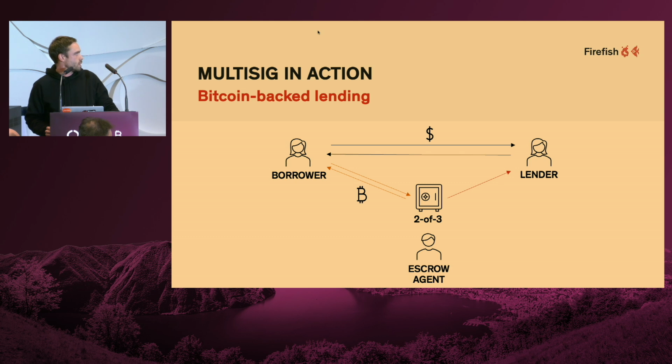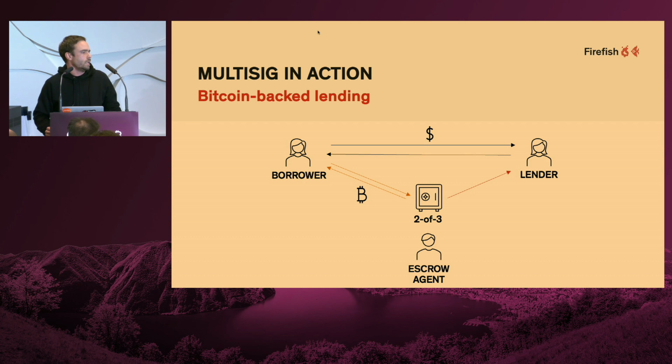This seems quite simple, but it's super powerful. It reduces risk a lot. The escrow agent cannot just run away with the funds. I think it's pretty cool. This kind of or similar setup is already used in production with some of the non-custodial Bitcoin-backed lending companies out there. And as I said, I think it's very, very useful and powerful.